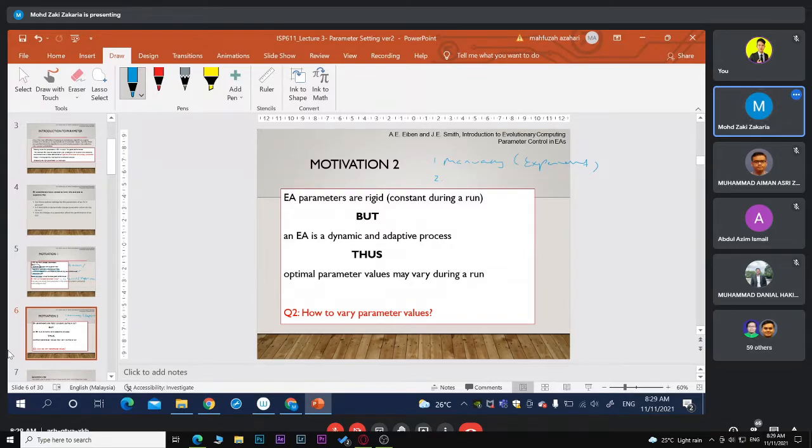using an adaptive process. This is the dynamic one. Okay, it means during the adaptive process, during the running, the parameter may vary during a run. So the parameter keeps getting better and better.